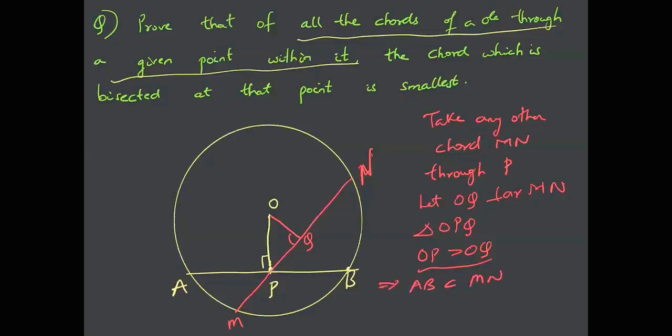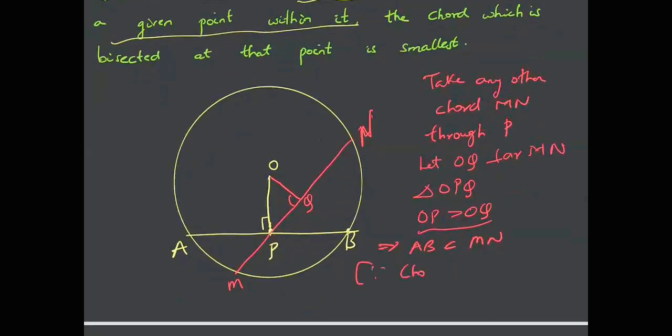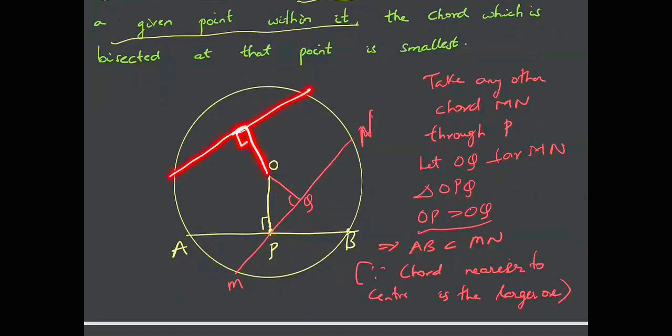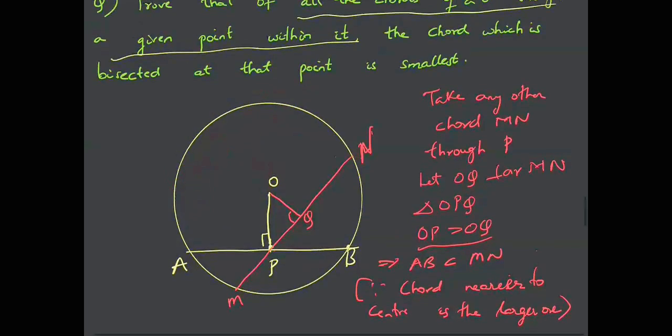Lesser than MN, right? Since the chord nearer to the center is the larger one. So if there is any point inside a circle, then the shortest chord through this point is the chord which is bisected at this point. That is, OP is perpendicular to this chord. That chord is the shortest. All the remaining chords will be longer than the shortest chord. So copy it down, then we'll move to the next question.